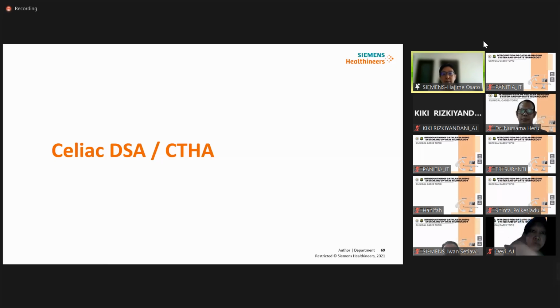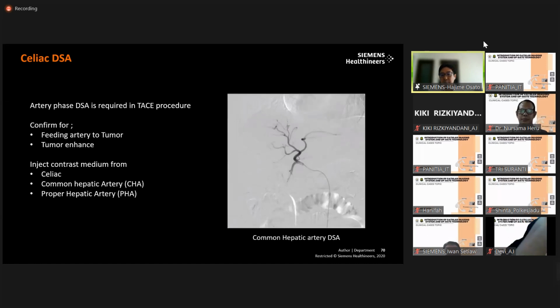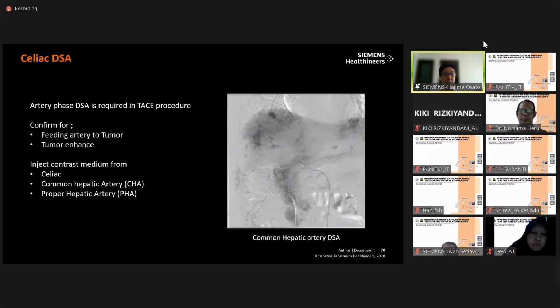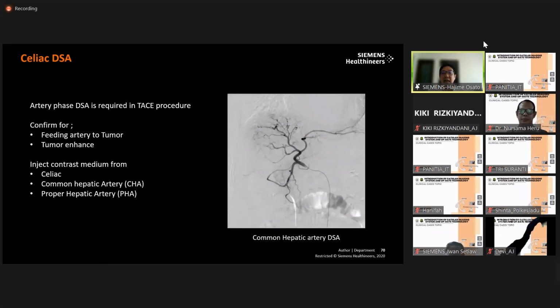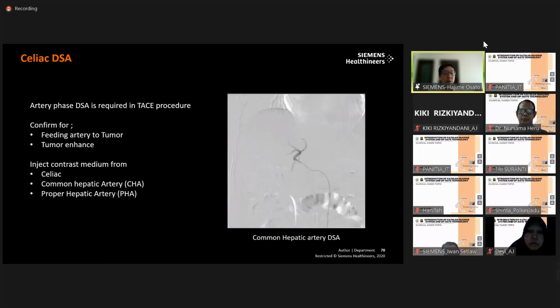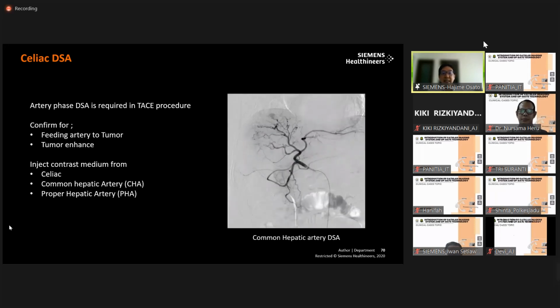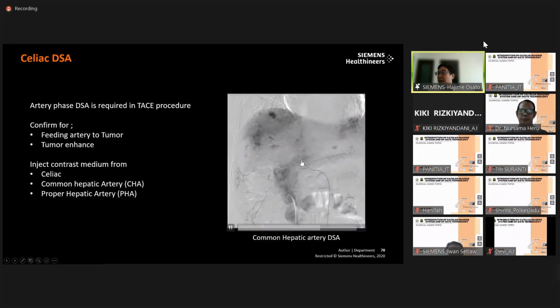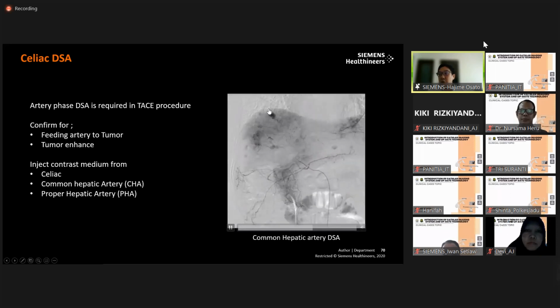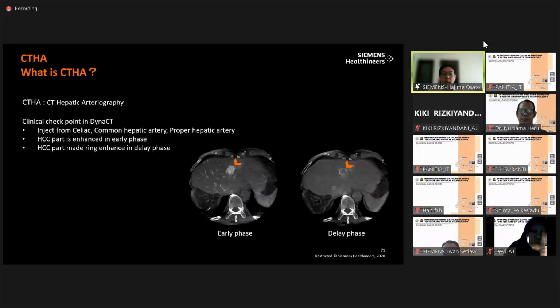All right, celiac DSA and CTHA. As I mentioned, HCC is nourished by the liver artery, so HCC part will be enhanced in the artery phase. The doctor confirms the feeding artery to the tumor and the tumor enhanced in the DSA image. We can find the feeding artery from the catheter tip like this, and we can find the vessel and tumor enhanced like this.